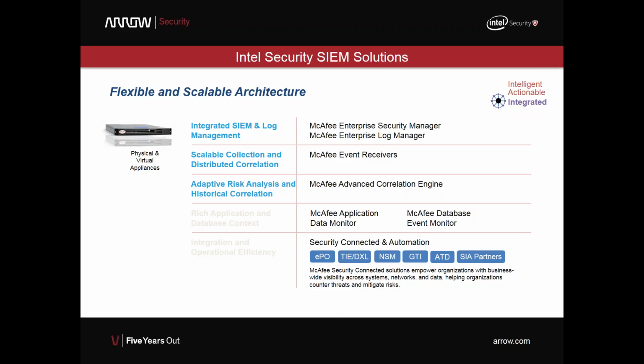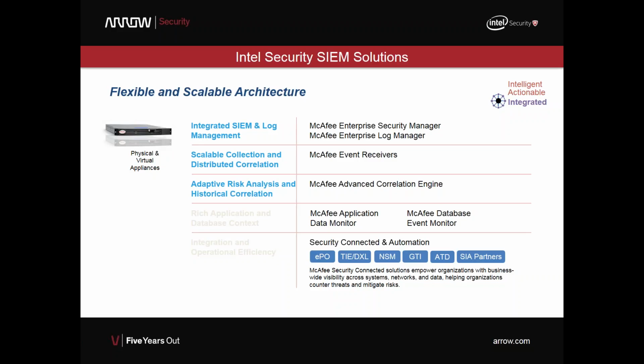So EPO, which is your central management product for pretty much everything and reporting. You've got TIE and DXL. TIE is your local reputation server, and DXL is the communication medium which all the products talk to. You've got Network Security Manager, GTI, which is Global Threat Intelligence, ATD, which is a sandboxing solution, and you've also got SIA partners. SIA partners such as the likes of Checkpoint are starting to bolt onto the SIEM solution, so you get far more value out of your infrastructure.